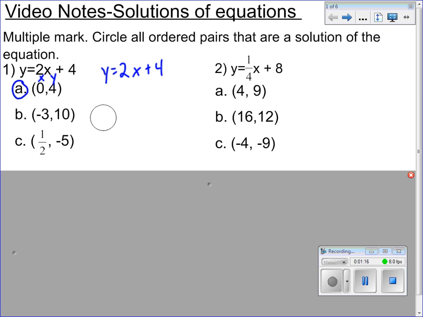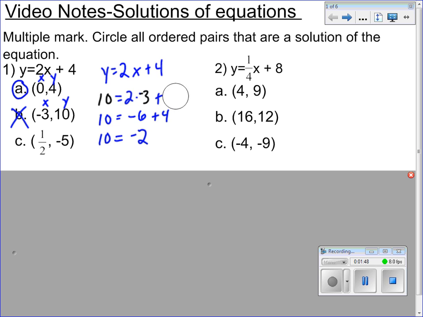Trying part B. Again, this is x, this is y. So we're given 10 equals 2 times negative 3 plus 4. 2 times negative 3 is negative 6 plus 4. Negative 6 plus positive 4 is negative 2. Negative 2 does not equal 10, so we know then B is not an option.